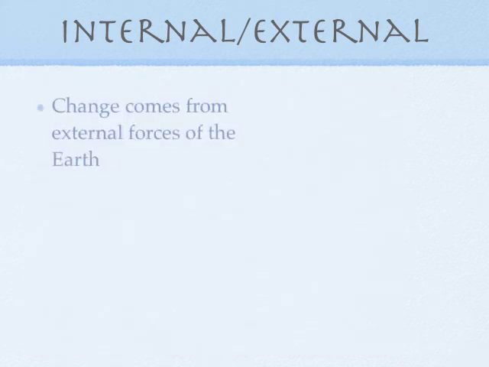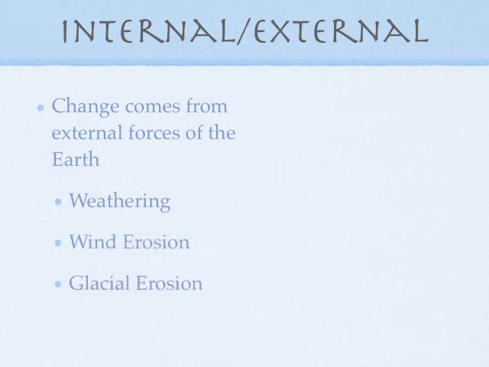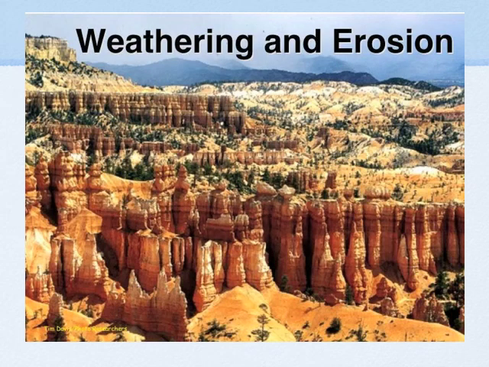We also have external forces, weathering, wind erosion, glacial erosion, water erosion. So all of these have to do with eroding or changing the surface of the Earth. Here's weathering and erosion at its finest at the Grand Canyon. You see water has done some damage, some wind, and has changed the landscape.